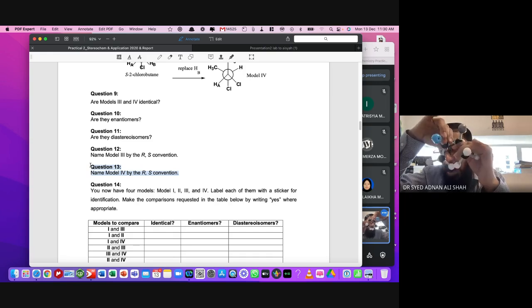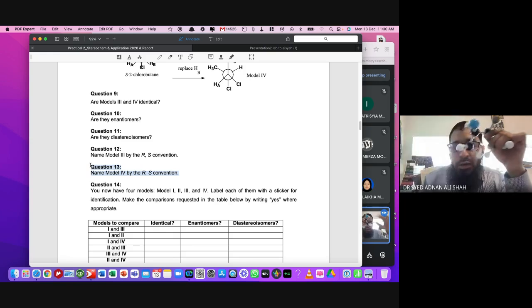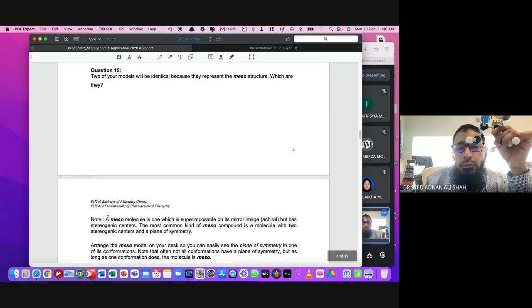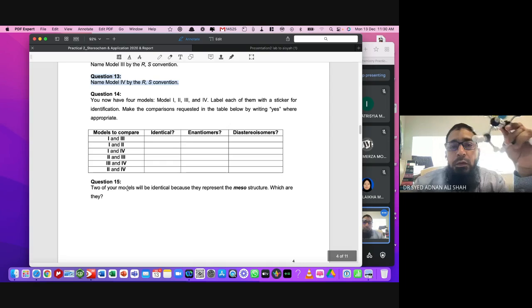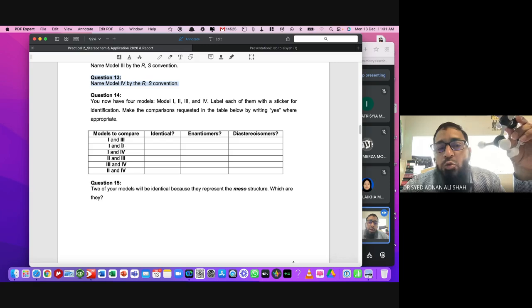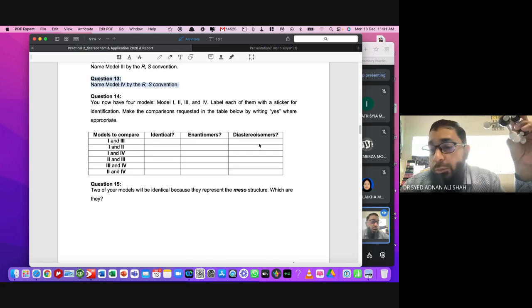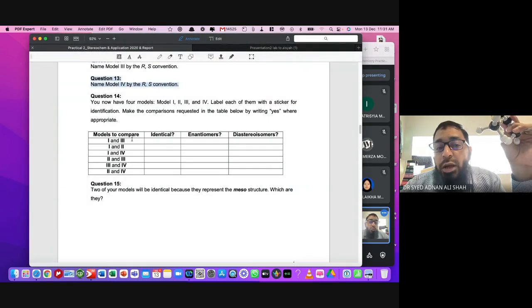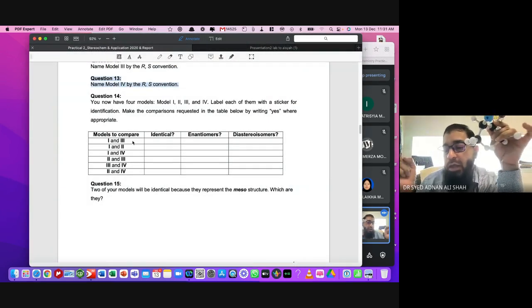So they have different absolute configuration, like this. So like this, you have to label whether compound 1 and compound 3 are identical, enantiomers, or diastereomers on the basis of your previous answers, right? On the basis of your previous answers, R, and I already gave you the examples.